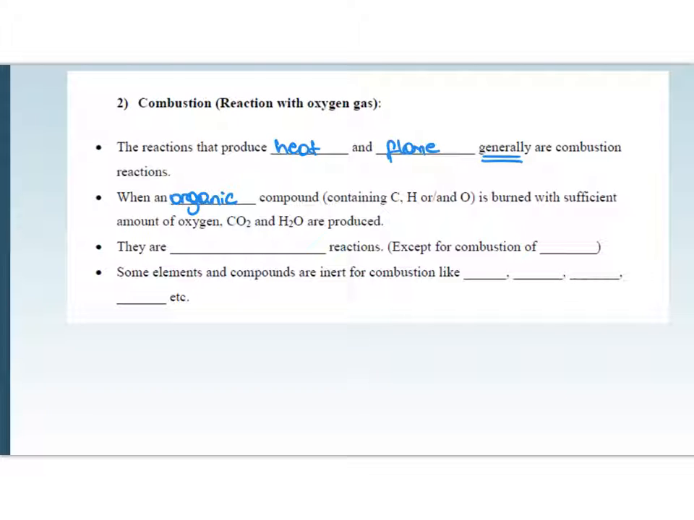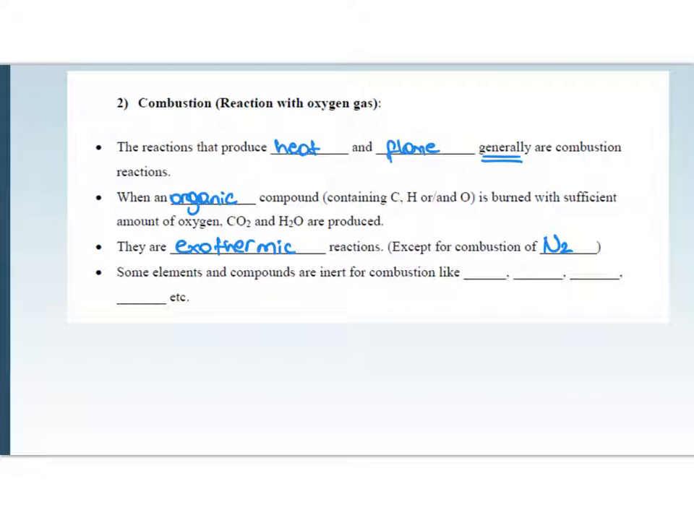And if you have nitrogen, for example, it can produce nitrogen dioxide. If you have sulfur in it, it can produce sulfur dioxide. It depends on the type of the organic compound. These are usually exothermic reactions, meaning heat is given out. The exception is nitrogen gas, because 2 nitrogen atoms have a triple bond between each other. So this means that you really need to give a high amount of energy to break these bonds.